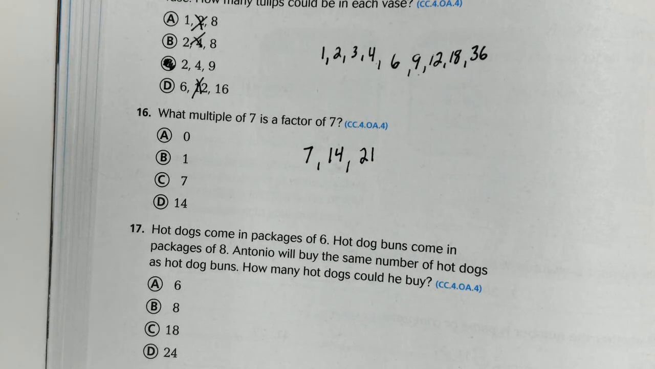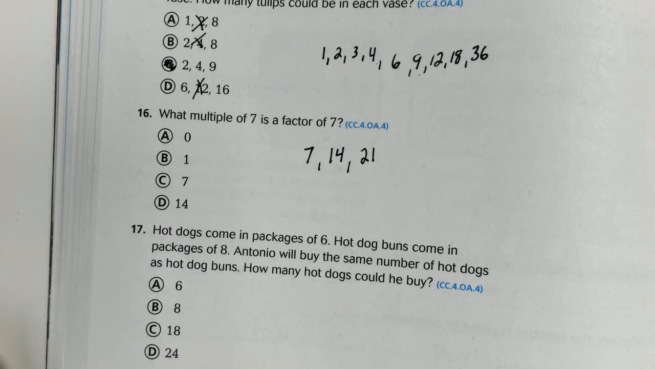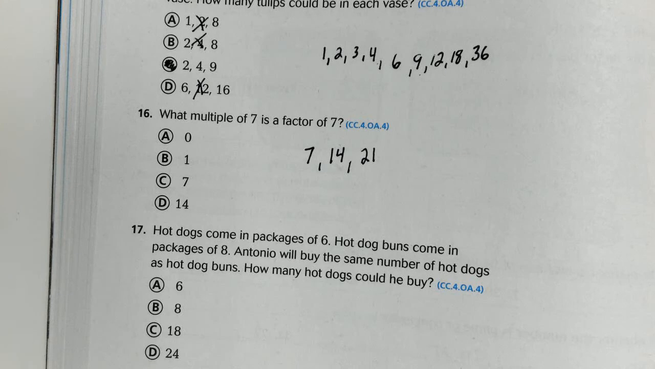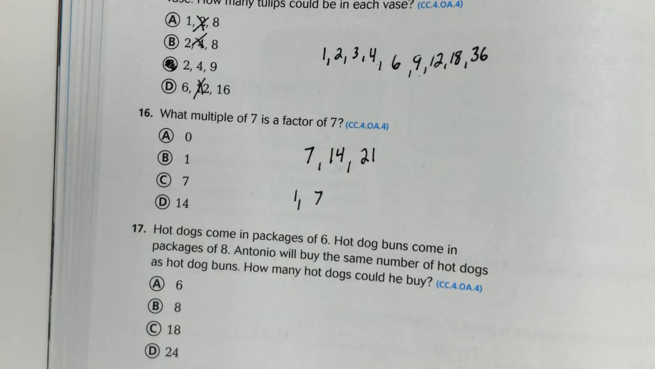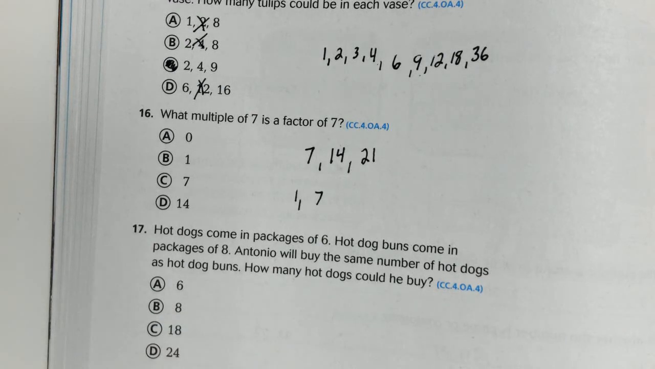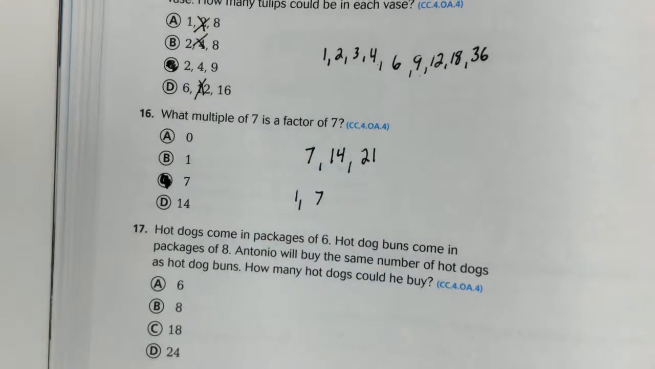Now, which of these numbers is both a multiple of 7 and a factor of 7? 7 is a prime number. It only has 2 factors. What are the 2 factors of 7? 1 and 7. Which number is on both of those lists? 7. 7 is a multiple of 7 and a factor of 7.